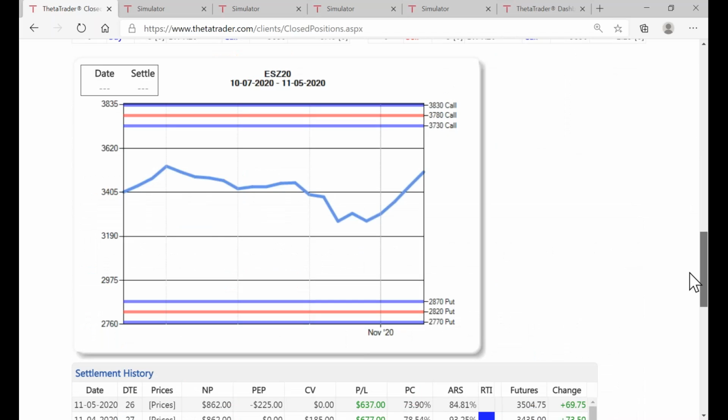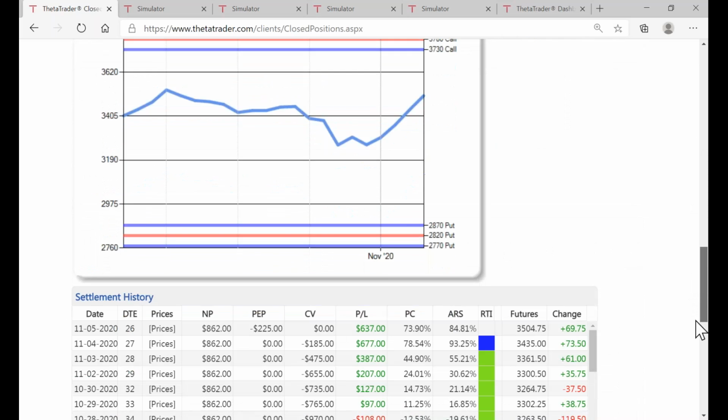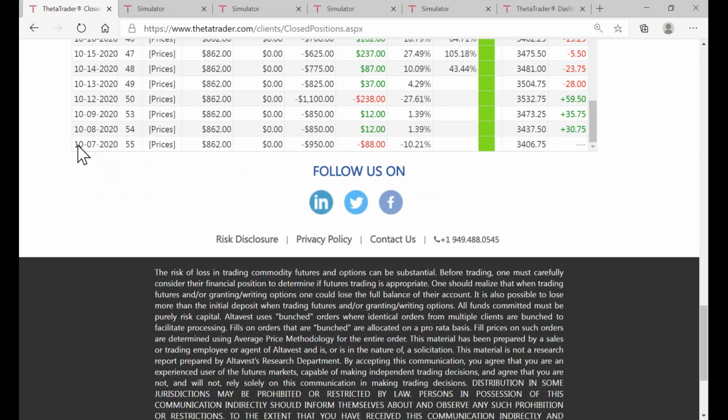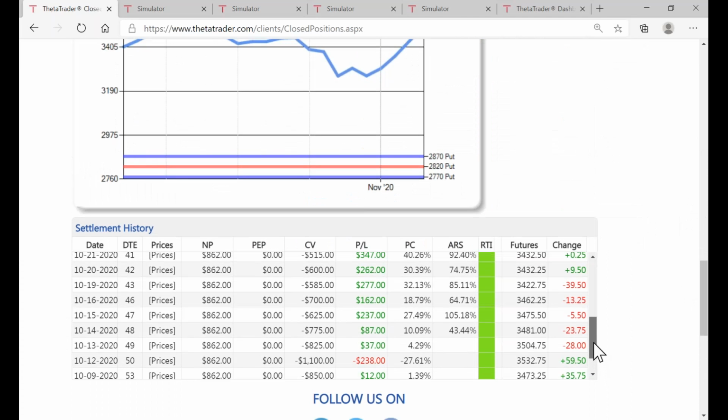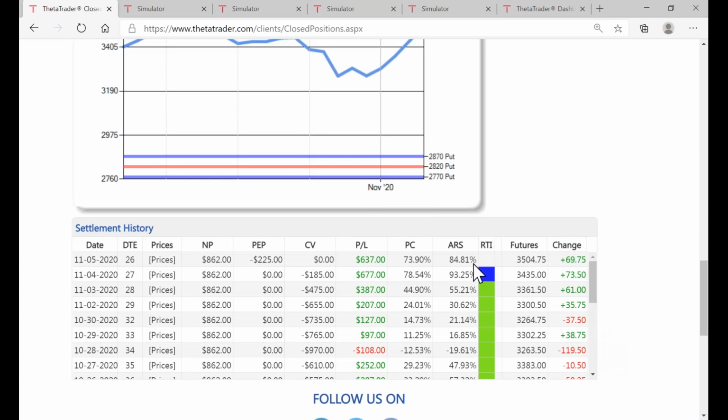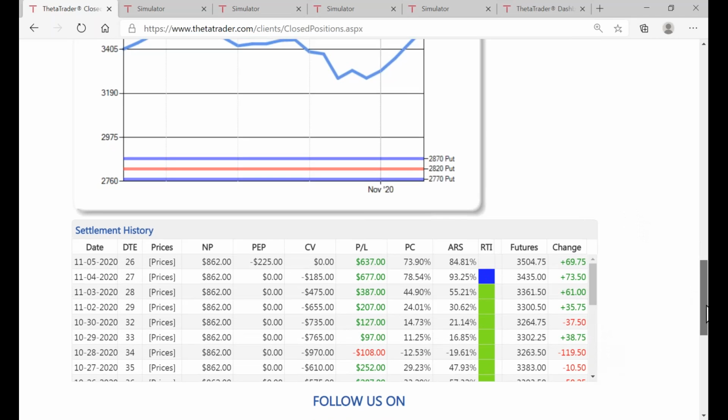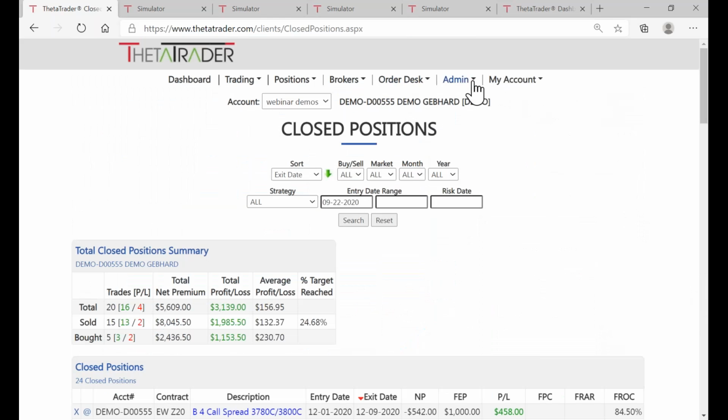And then here's the history example of this one trade. On October 7 is when we placed this particular dragonfly. And then you'll see the RTI day by day is green. And look, it turns blue with 27 days left. Matured enough, took profits. All right.